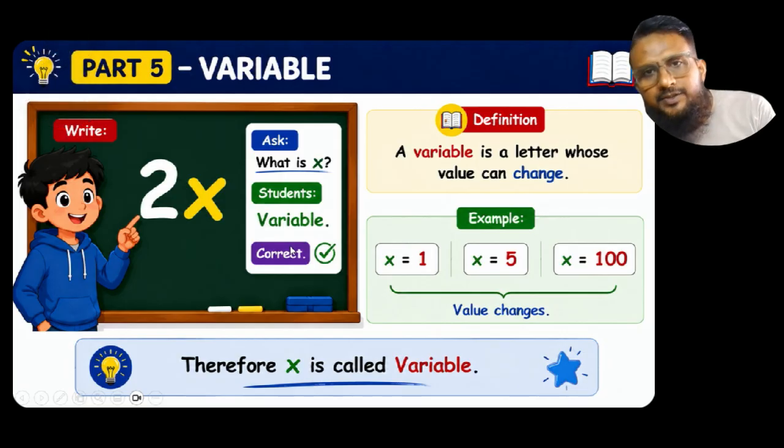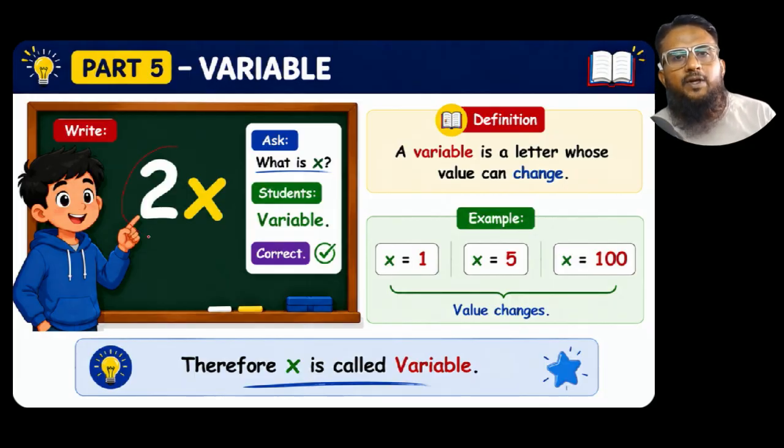So now we need to understand what a variable is. Say 2x, it is one polynomial, right? What is the variable here? x is a variable. Why is it a variable? A variable is a letter whose value can change. Sometimes the x value becomes 1, sometimes the x value becomes 5, and sometimes the x value becomes 100. The value changes. So that's why x is called a variable.